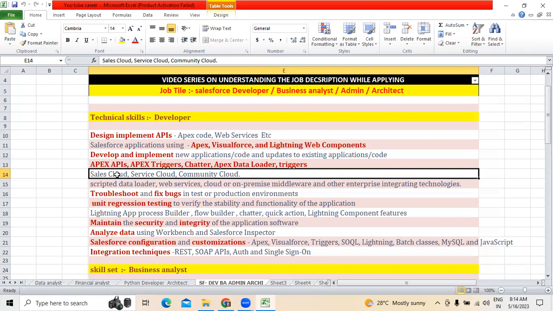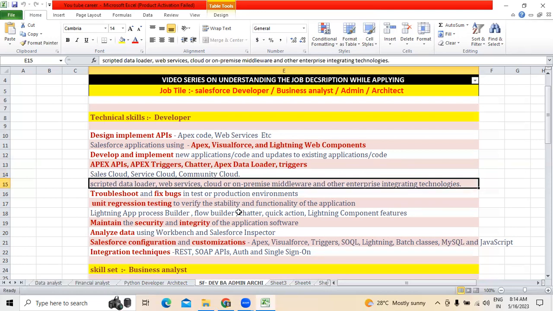It completely depends on the kind of product we are developing. I mean, the customer we are working for, and which domain they belong to. Based on that, this will be related. So that is also one of the factors. At the same time, knowledge of scripted data loader followed by web services, as I mentioned earlier. At the same time, understanding of middleware as well as enterprise integration technologies is also an additional advantage for a developer to perform better.